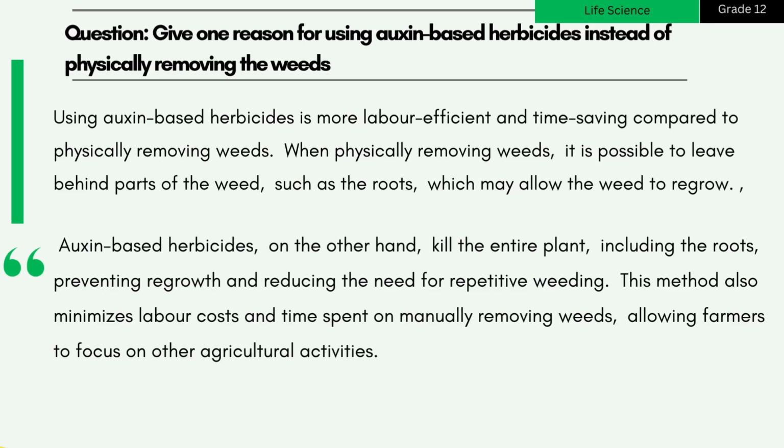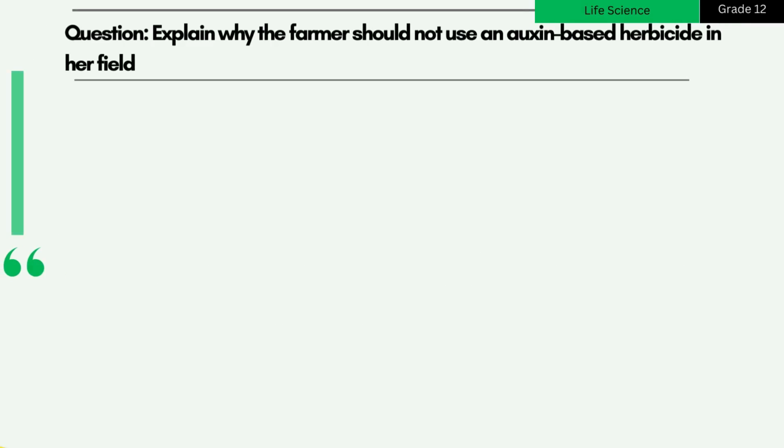repetitive weeding. This method also minimizes labor costs and time spent on manually removing weeds, allowing farmers to focus on other agricultural activities. Question: explain why the farmer should not use an auxin-based herbicide in her field.